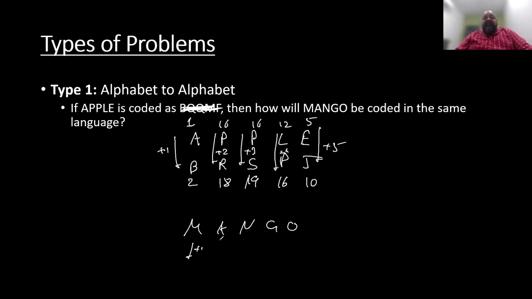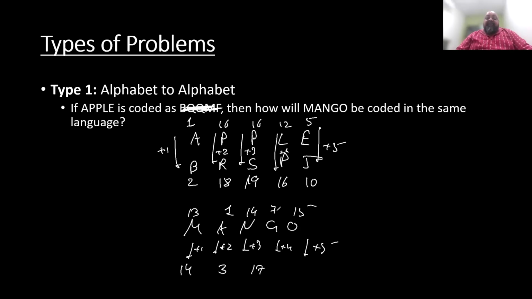We'll use the same rule here. +1, +2, +3, +4, +5. M is 13, N is 14. So the answer has to be 13 plus 1, 14. 1 plus 2, 3. 14 plus 3, 17. 7 plus 4, 11. 15 plus 5, 20. 14 will be N. 3 will be C. 17 will be L, M, N, O, P, Q.